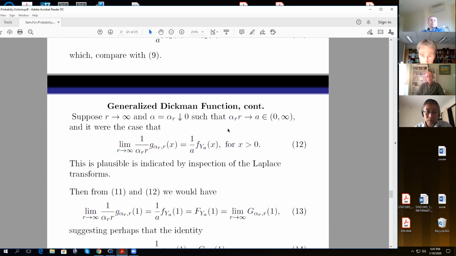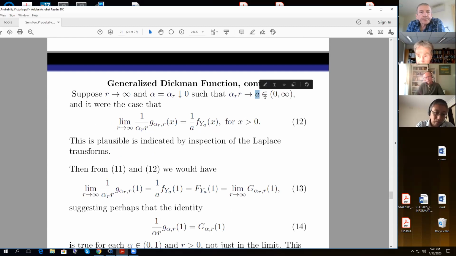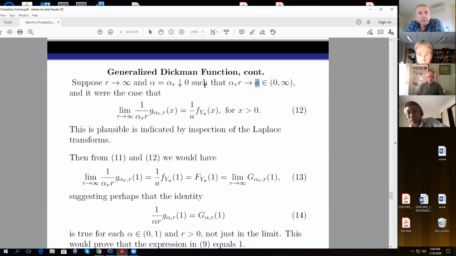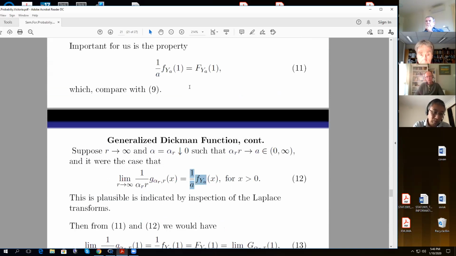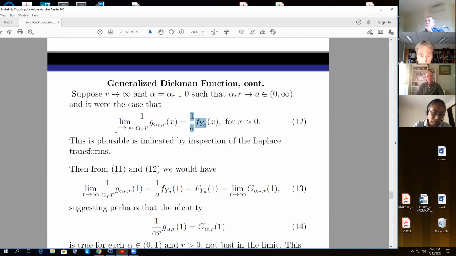The technicalities are, well, I've got an alpha and I have an R. I will let alpha go to 0 and R go to infinity in such a way that their product tends to this constant, a positive, finite positive constant. Supposing it were, so I'm just conjecturing to make this into a little drama, supposing it were the case that I took the limit as R goes to infinity in this form, and in fact got 1 on A, I got this Dickman density here. And that this is plausible.